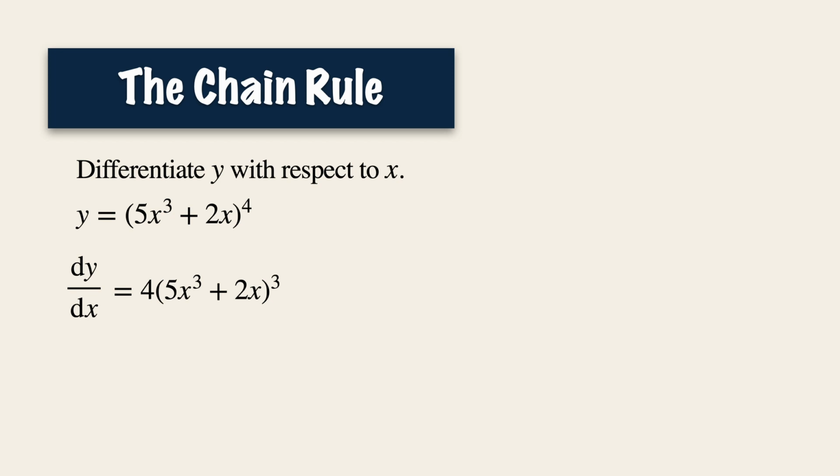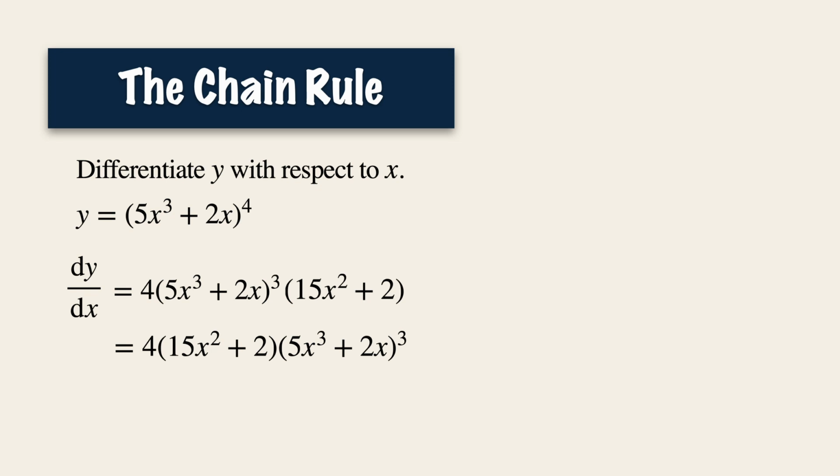And the last step is to differentiate whatever terms are within the bracket. In this case, it is 5x cubed plus 2x. So when we differentiate all these terms, it will be 15x squared plus 2. Bringing them together and rearranging the terms, we will have 4(15x squared plus 2) multiplied by (5x cubed plus 2x) to the power 3. This is how we can differentiate it quickly using the chain rule.